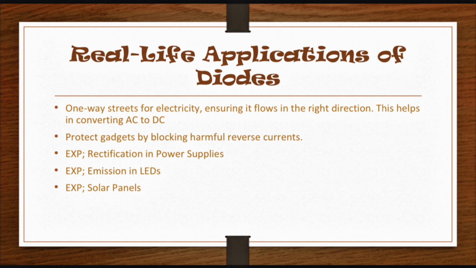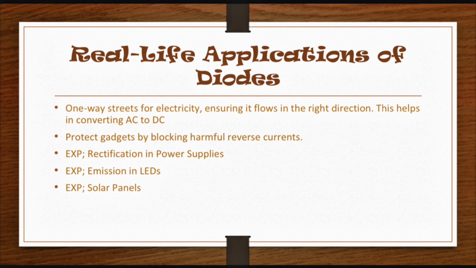Secondly, light emission in LEDs. Unlike regular diodes that block current, LEDs emit light when current flows through them. They are energy efficient and are widely used in indicators, lighting systems, digital displays, traffic signals, and even decorative lighting.